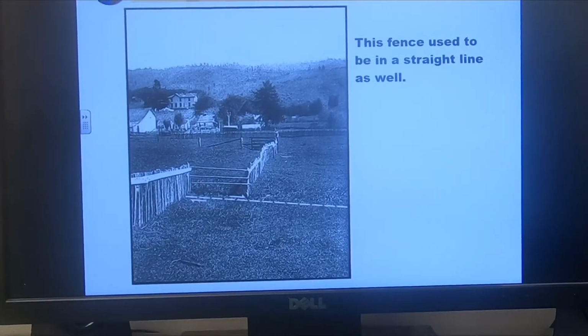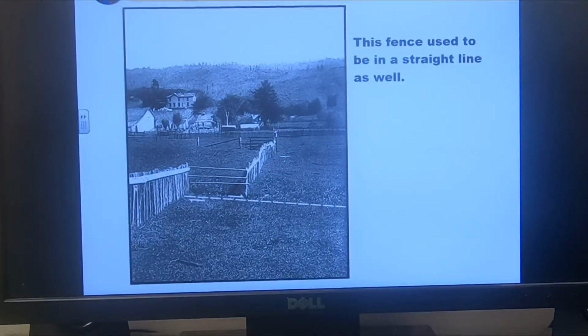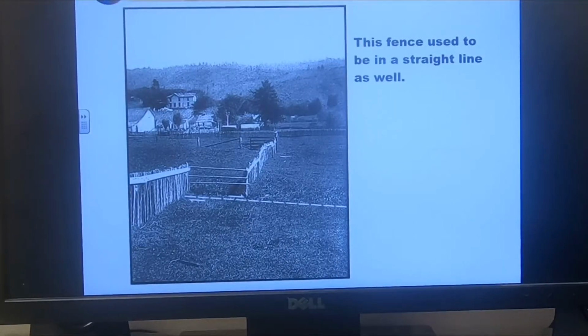This fence used to be a straight line, so you can see that the fence at one point was connected, but being on a fault line, the entire Earth actually moved and shifted it from one side to the other.